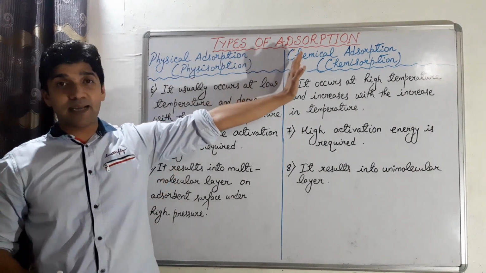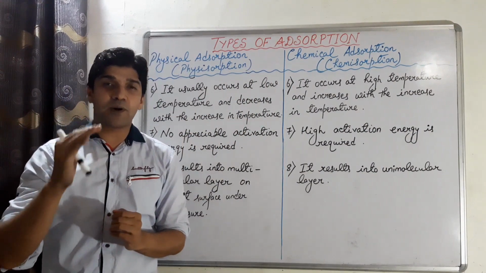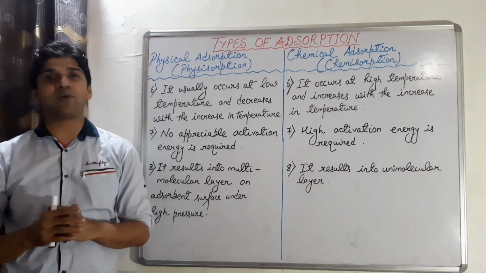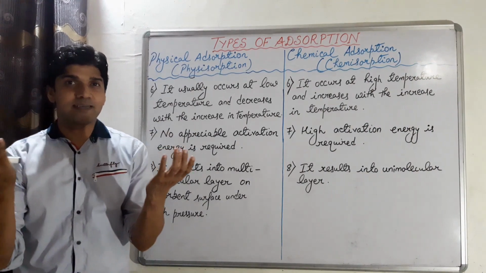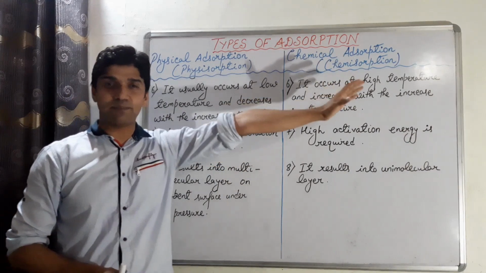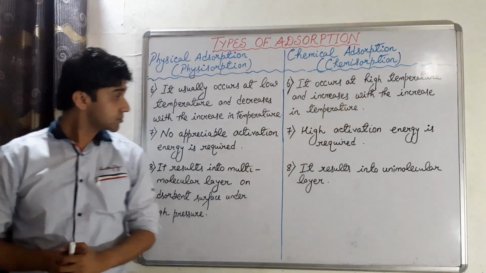In case of chemical adsorption, it occurs at high temperature because proper chemical bond formation occurs between the adsorbate and adsorbent molecules. So it requires some energy in the form of heat. So it occurs at high temperature and will increase with the increase in temperature.